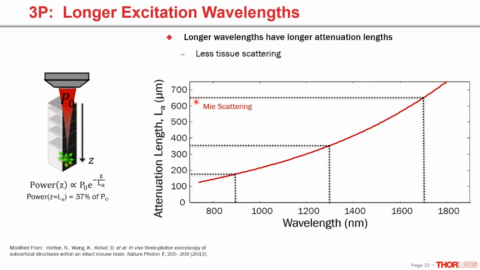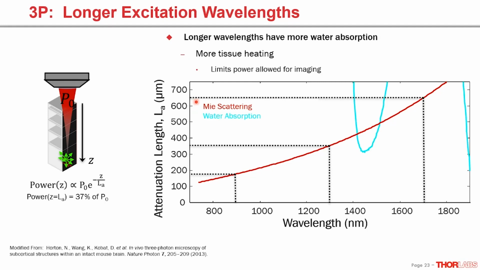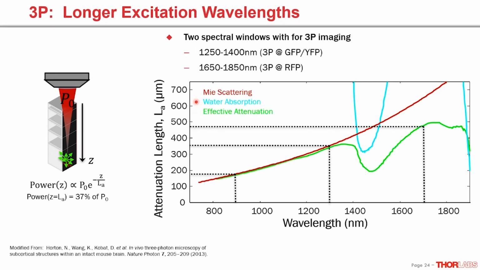You can also get absorption. Unfortunately, longer wavelengths also have more water absorption, and in tissue, which is a lot of water, this can result in more tissue heating. This ultimately limits the power allowed for imaging. Nevertheless, you can combine these two mechanisms to get an effective attenuation.